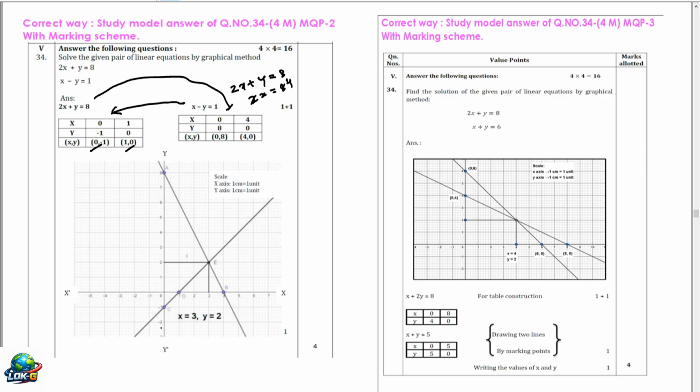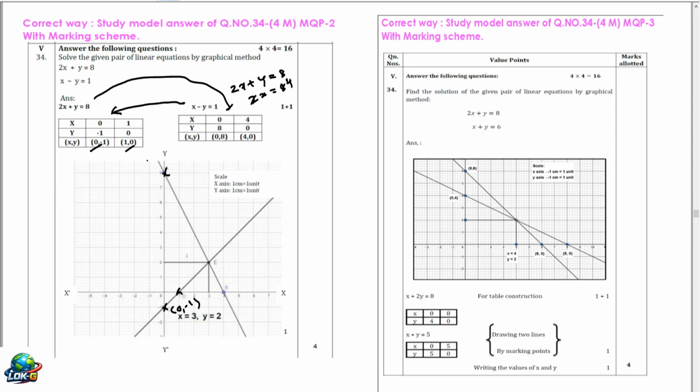First one is 0, minus 1. Where do you get 0, minus 1? Here you get 0, minus 1. 1, 0. Where do you get 1, 0? When x is equal to 1, y is equal to 0. Produce it. And similarly, for the second equation, when x is equal to 0, y is equal to 8.